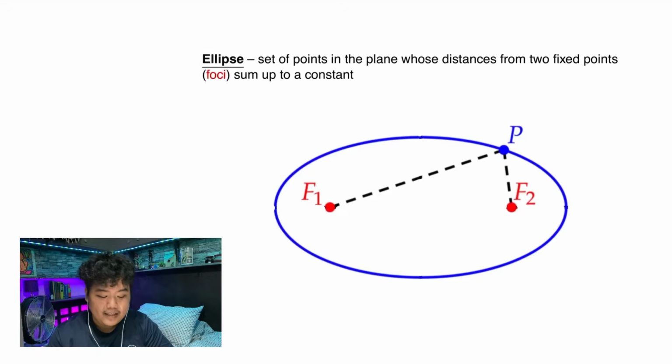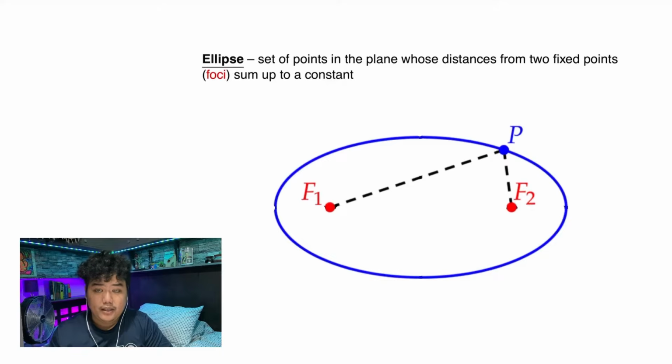Hello, welcome back. So, let's discuss now the second conic that we're interested in, which is the ellipse. When we say ellipse, that is the set of points in the plane whose distances from two fixed points, which we call the foci, sum up to a constant. So, in the figure, these are your foci.